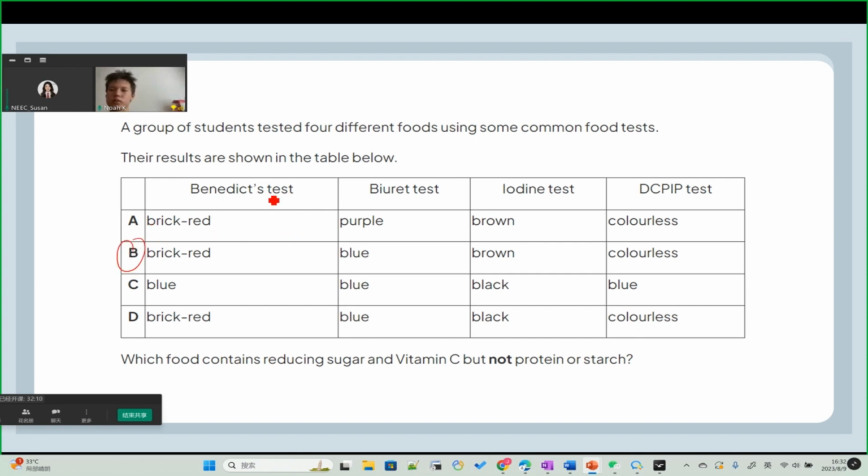So what's the original color for Benedict's test? Blue. So green to brick red. Blue to lilac purple. Oh, I mean the color change for the Benedict's test is from blue to green to orange and finally brick red.